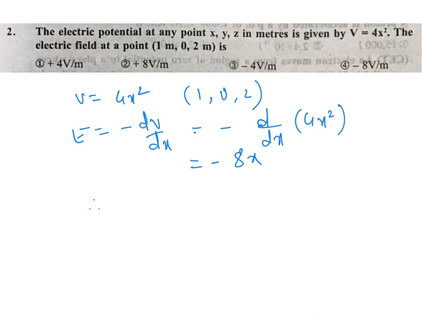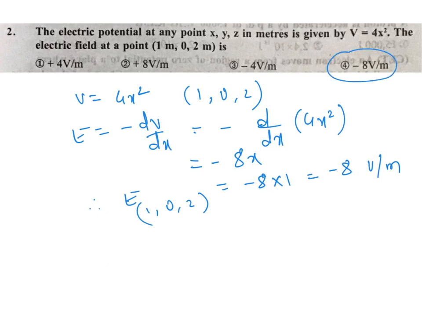So that's the reason why, for the electric field at 1, 0, 2, there is no y coordinate as well as no z coordinate, correct? Only the x coordinate, that is 1. So minus 8 into 1, that is minus 8 volt per meter. So that's the reason why option 4 is the right answer.